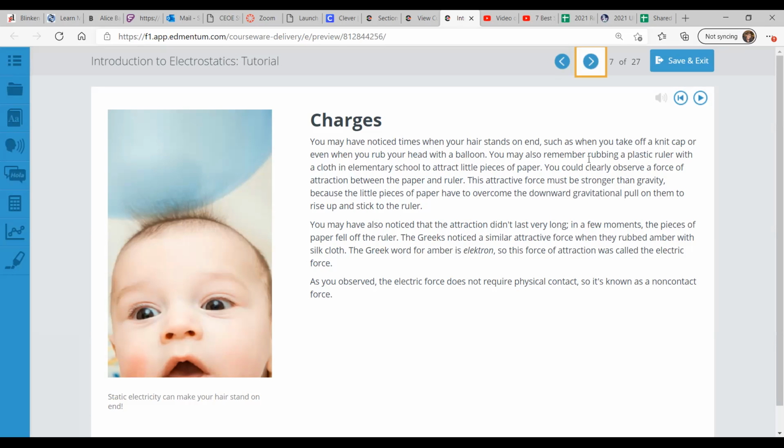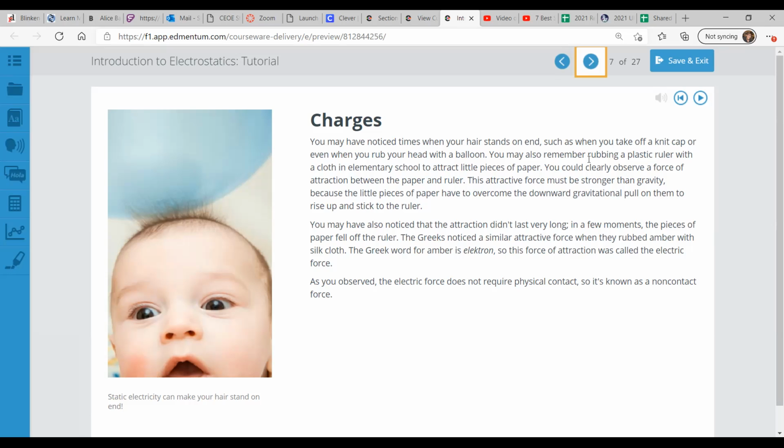The Greeks noticed a similar attractive force when they rubbed amber with silk cloth. The Greek word for amber is electron with a K. So this force of attraction was called the electric force. So that's a fun fact.